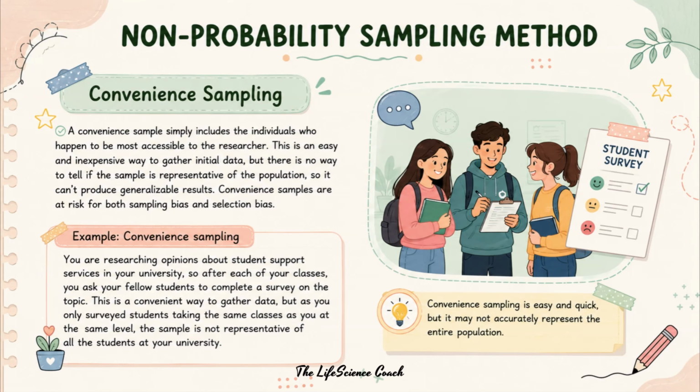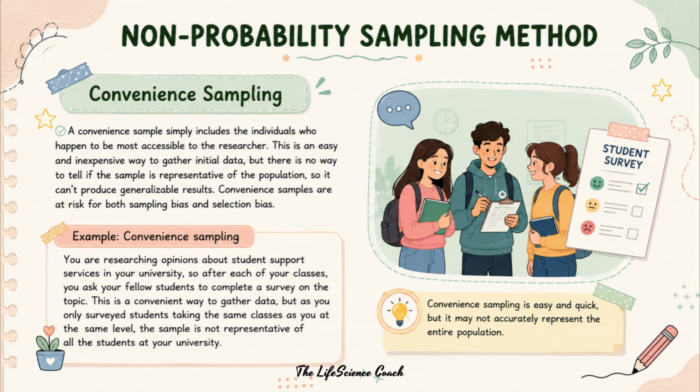Convenience sampling. People who are easiest to access are selected. Example: a researcher surveys students from their own class because they are easily available. Advantage: quick and cheap. Disadvantage: may not represent the whole population. 2. Purposive sampling. Participants are selected based on the researcher's judgment and purpose of the study. Example: a researcher studying depression selects only psychologists and patients with depression.